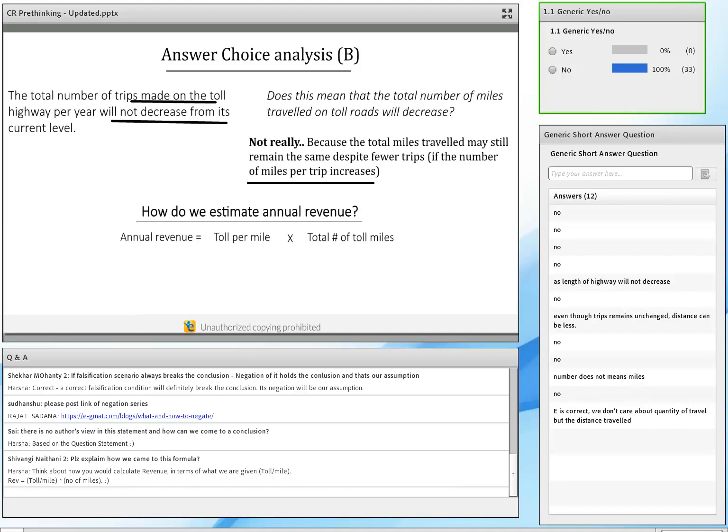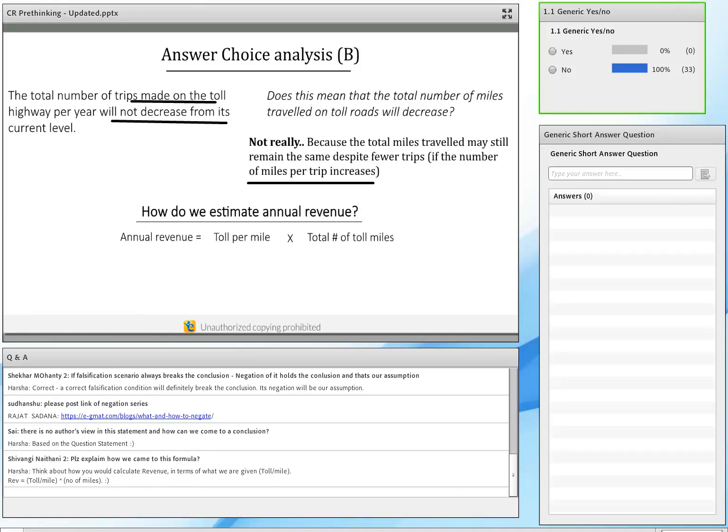Okay. For those of you who chose choice B as the correct answer, can you really see why this is not a must be true? Can you see that? It is not required to be true. It's a good to be true thing. It's a great strengthener. It's not an assumption.